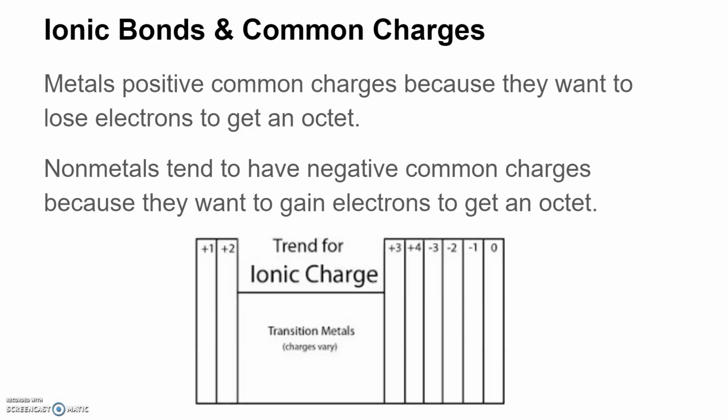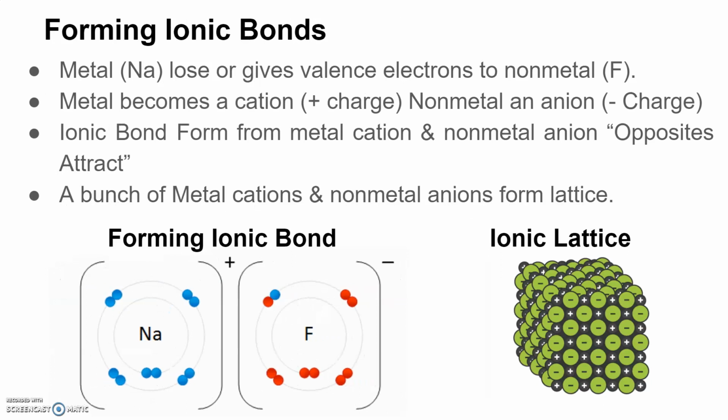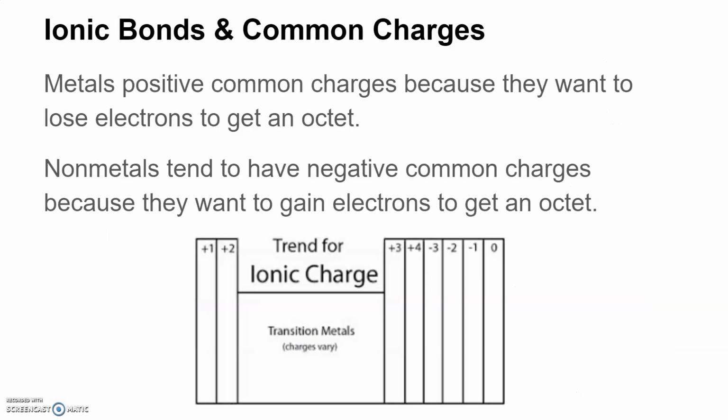All right, so this leads us back to the common charges that we learned about before. Remember we learned about common charges? Those are the charges that an atom would likely have in an ionic compound. So it comes from this idea of metals losing electrons and nonmetals gaining electrons. Remember, they're doing that to have an octet, to have that satisfied shell.